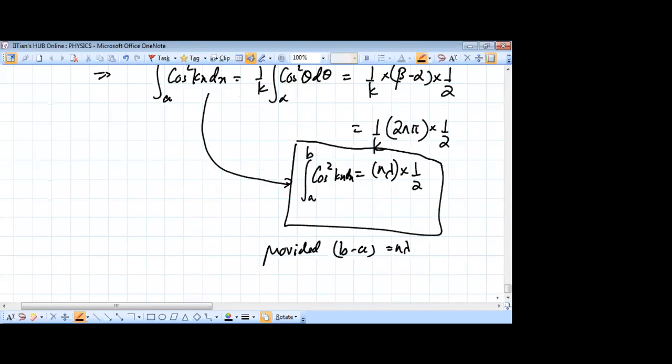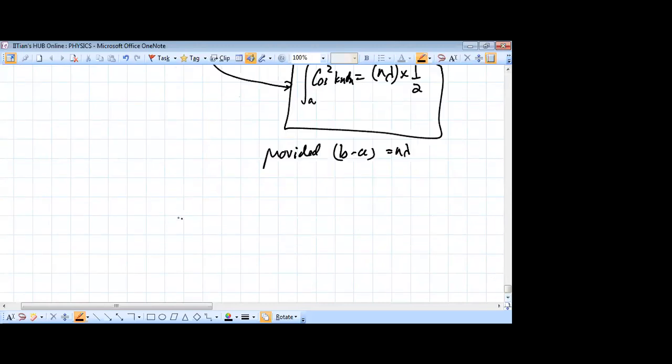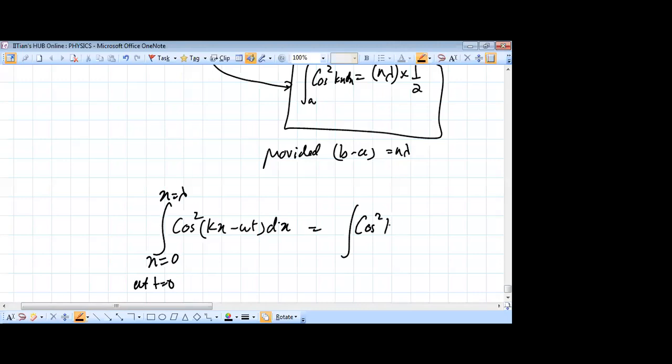Okay, so what was happening there? See, we were integrating cos square of kx minus omega t, dx. You're doing this integration from x equal to 0 to x equal to lambda. And suppose we are doing it at time t equal to 0. So this became cos square kx dx from x equal to 0 to x equal to lambda.